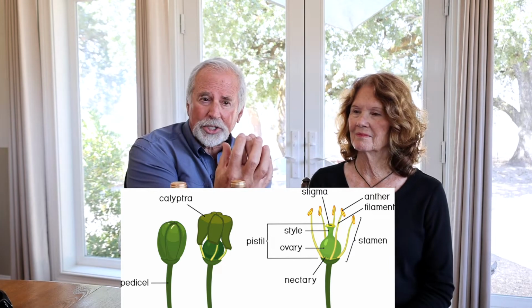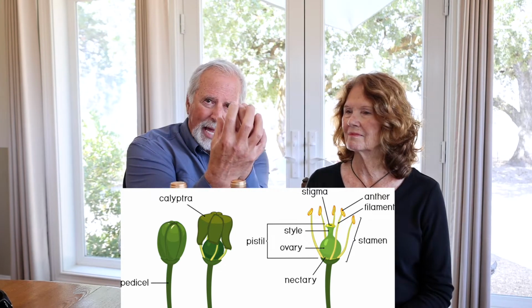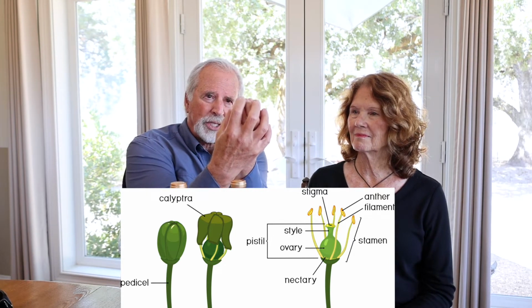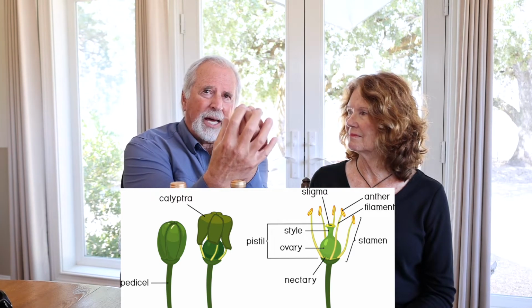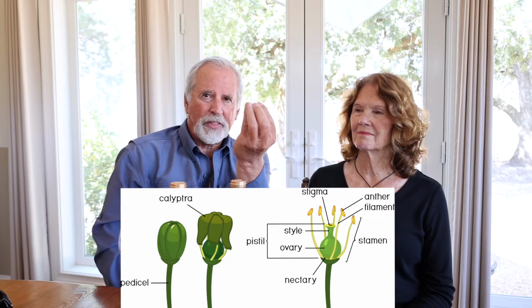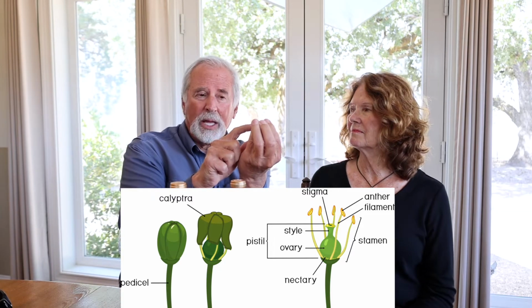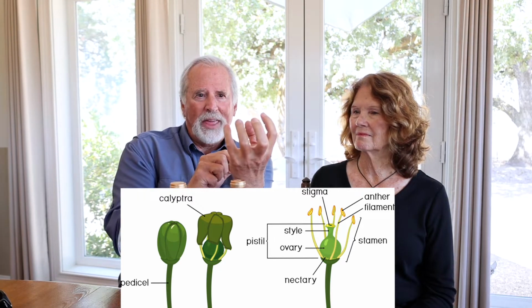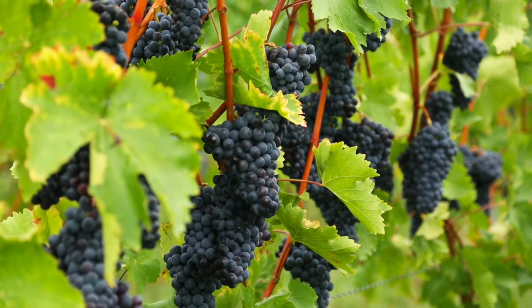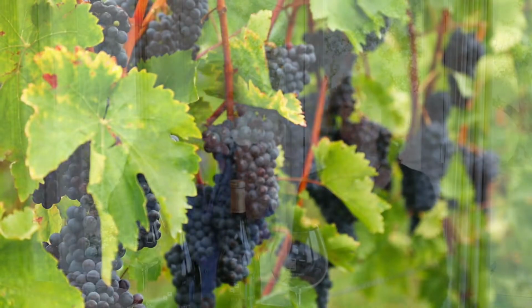Once the seed starts to grow, it will create enzymes. The enzymes will cause the filaments and the anthers to fall off of the flower, and now the ovary, if you will, the stigma, will start to swell, and that will eventually become a grape. And that happens over the entire inflorescence in about the first 30 to 40 days of the growth cycle of the plant.